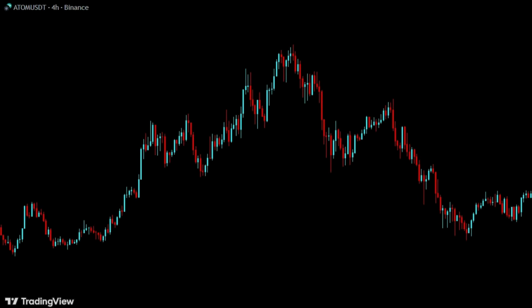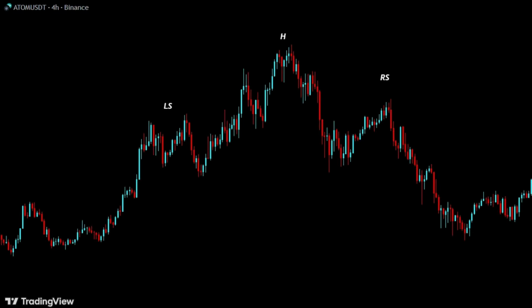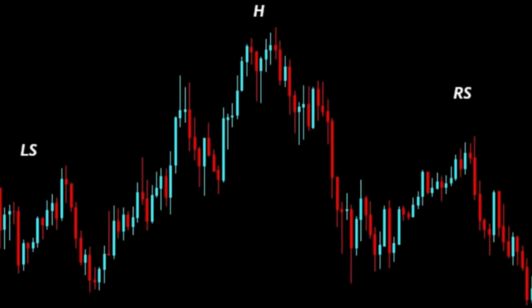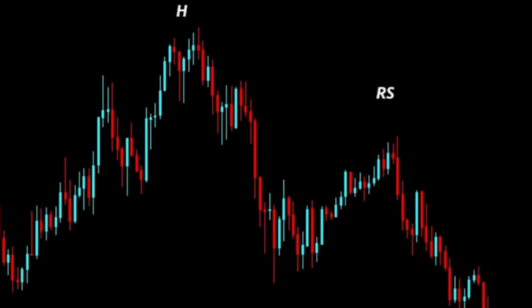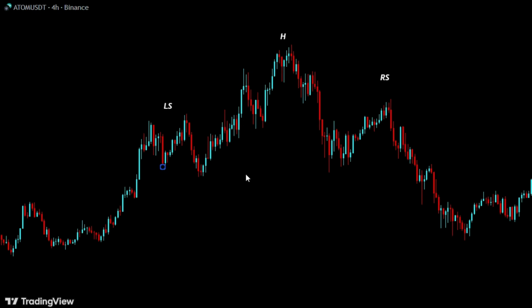In this final example, there is actually a large head and shoulders pattern on the chart, and inside it, there's this smaller one we just analyzed. So you've just learned 2 layers of structure in one setup.